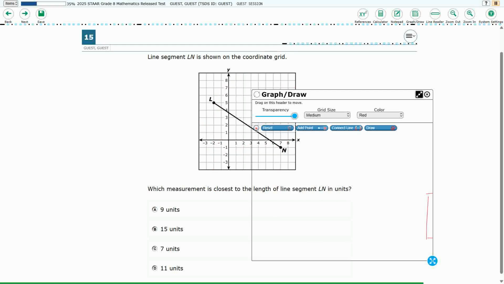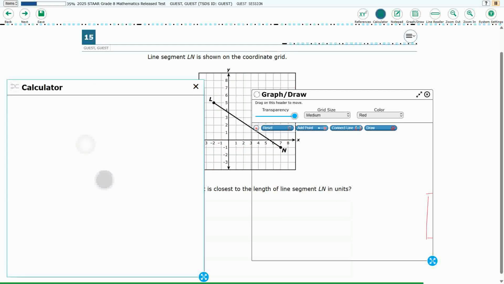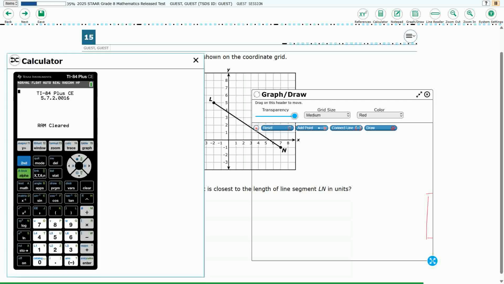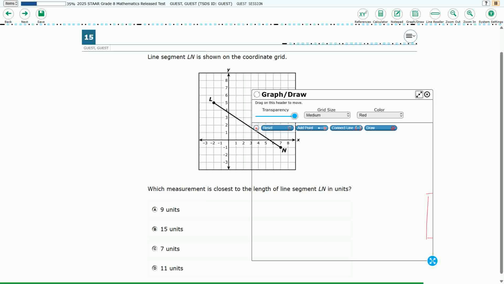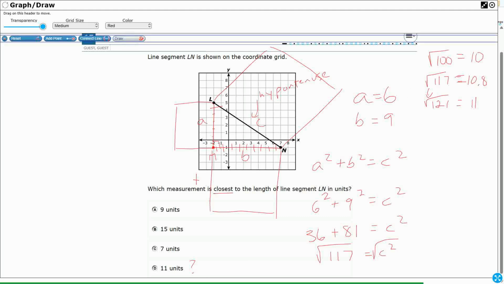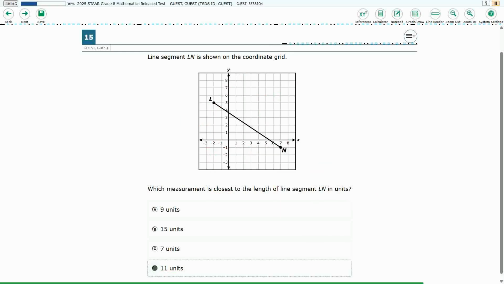So let's do the square root of 117. We're going to hit our second button and then that x squared to get the square root of 117. And there we go, 10.816. That does round up to our 11, so our estimation would have worked just as well. We will say that our line segment LN is closest to 11, about 10.81 units. So the answer is D.